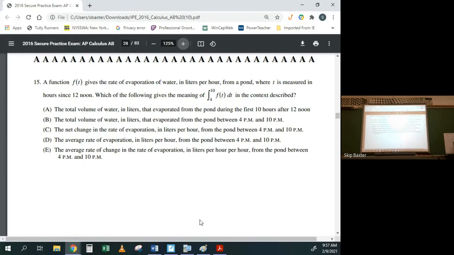Do you have an idea? It's B, right? Everyone agree? If you have a rate function, f of t, it's the rate of evaporation, then the definite integral is the amount of evaporation over that time interval. So it's the total volume of water that evaporates from the pond between 4 and 10 minutes. That was an easy one, right?